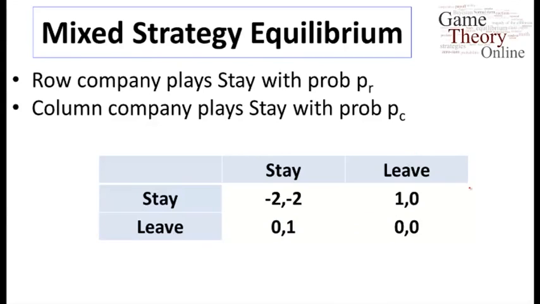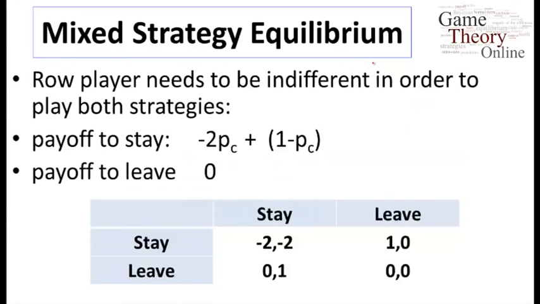In particular, suppose that the row company plays stay with a probability PR, and the column player plays stay with a probability PC. So we've got PR and PC being the probabilities of the row and column players staying. So what has to be true in a Nash equilibrium? In a Nash equilibrium, say the row player needs to be indifferent in order to play both strategies. If they leave, what are they getting? They're getting 0 no matter what. So payoff to leave is 0.